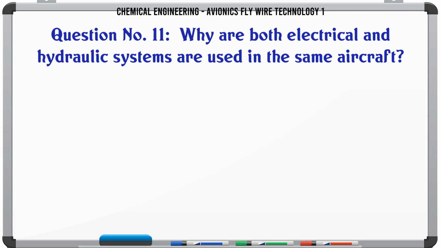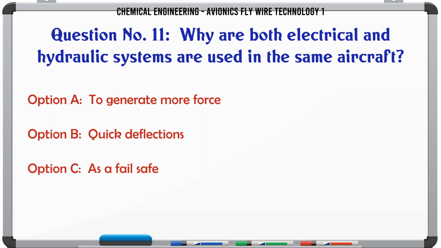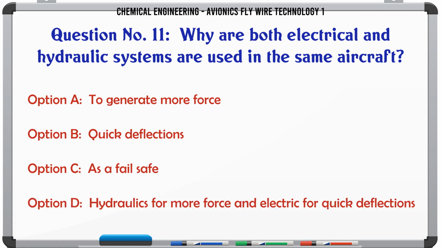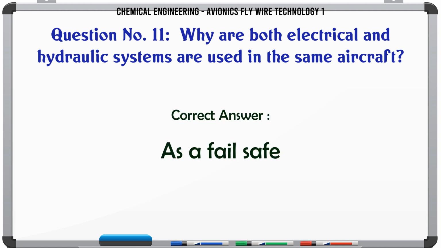Why are both electrical and hydraulic systems used in the same aircraft? A. To generate more force. B. Quick deflections. C. As a fail-safe. D. Hydraulics for more force and electric for quick deflections. The correct answer is as a fail-safe.